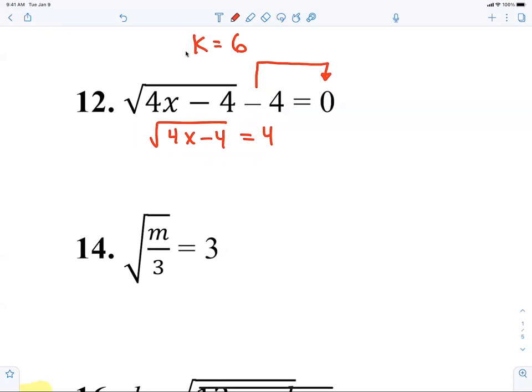Now, what do I do to both sides? Square. 4x minus 4 equals what? 16. So, yep, x equals how many? 5. Is everybody okay with that?